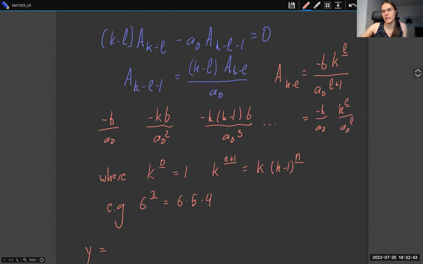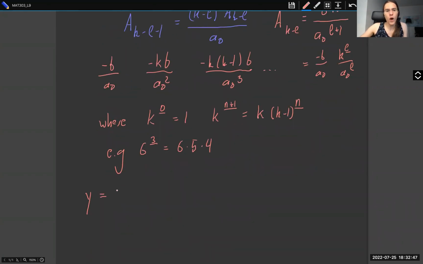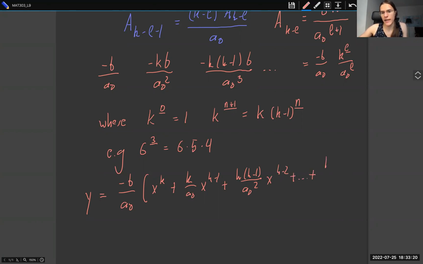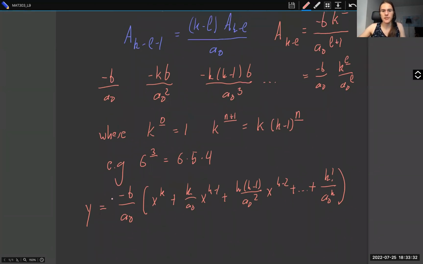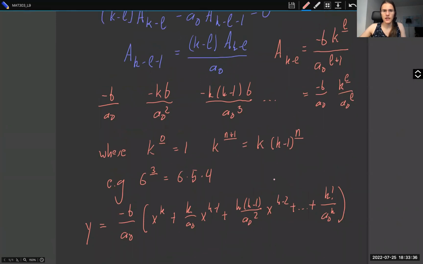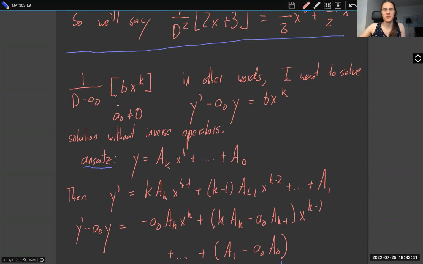divided by a naught to the L. So y is minus b divided by a naught times, and then we can write x to the k plus k over a naught x to the k minus 1 plus k times k minus 1 divided by a naught squared x to the k minus 2, if those terms exist, all the way down to k factorial divided by a naught to the k, just the constant term right here. So that's our particular solution to y. So from this ansatz, we were able to solve it, and this is what it looks like. Now, so that's the particular solution.